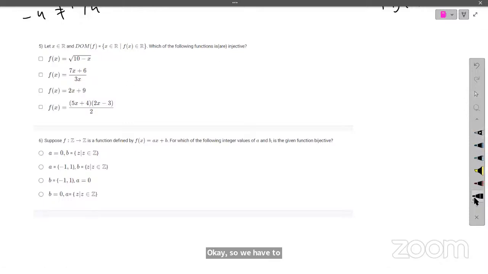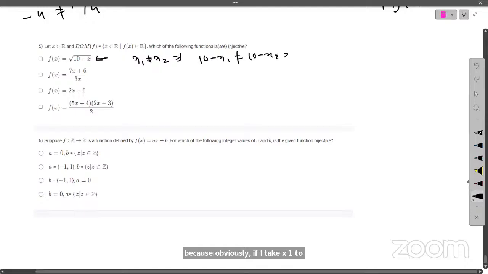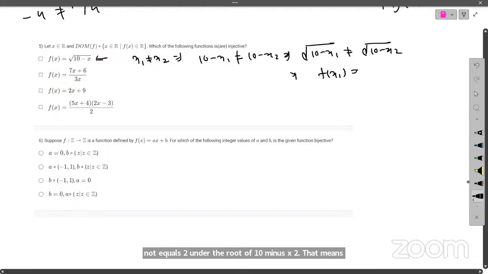So here, obviously this is a square root function, it will be injective. You can easily check via the definition, because obviously if I take x1 not equal to x2, it simply implies 10 minus x1 not equal to 10 minus x2, and this will also imply under the root of 10 minus x1 not equal to under the root of 10 minus x2. That means f of x1 not equal to f of x2. Right, so that means it is an injective function.